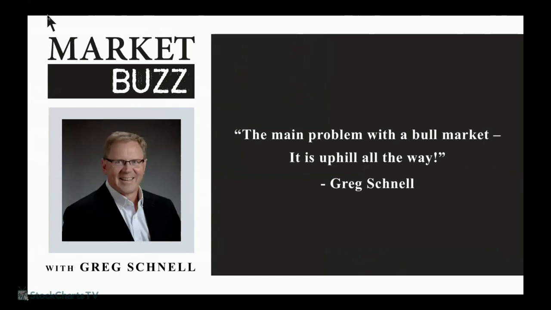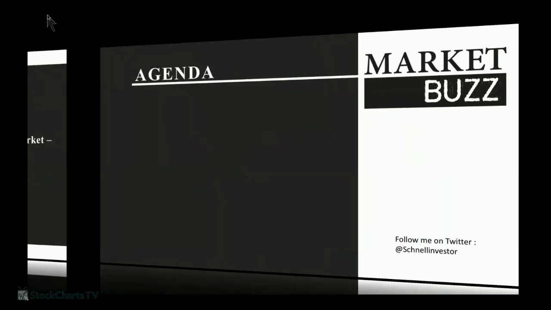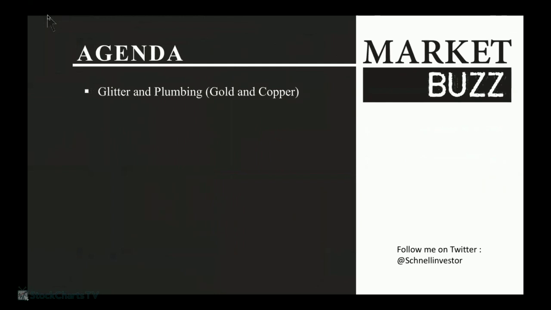So, a big move in the materials stocks yesterday, and that's what I want to spend some time on today. Glitter and plumbing, we call it. Anyway, with the gold and copper stocks breaking out, I think it's pretty important for us to at least take a look at them. And I want to talk about the difference in P and F chart settings, and I'll explain why as we get into it.